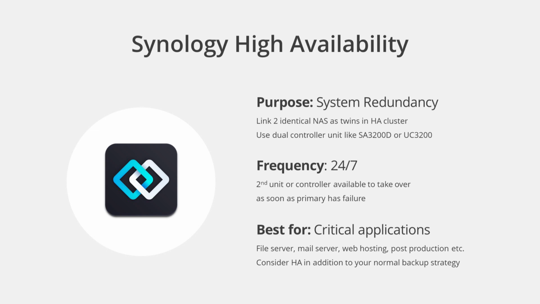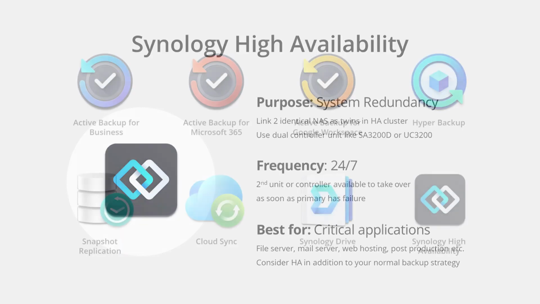We also have a couple options with built-in high availability. We have the SA3200D, which is a fully functional NAS with an active-passive relationship, and we have the UC3200, which is an active SAN for mission-critical environments. Now you should consider high availability if you have a critical environment such as a file server, mail server, web hosting, post-production, etc. And this configuration should be part of your normal backup strategy.